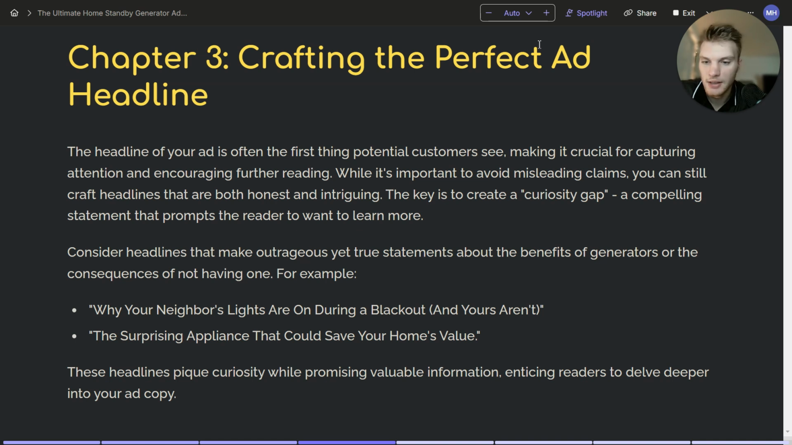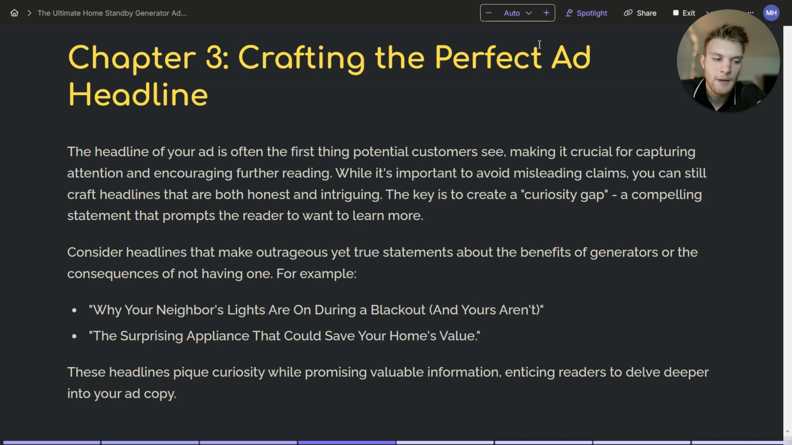So I put some examples down here, like the surprising appliance that could save your home's value, or why your neighbor's lights are on during a blackout and yours aren't. Those are decent examples, but you could do other stuff too that's more point specific. For example, how these people saved thousands on a generator, dot dot dot, or something like that. That creates a curiosity gap. They go, how did people save thousands on a generator?